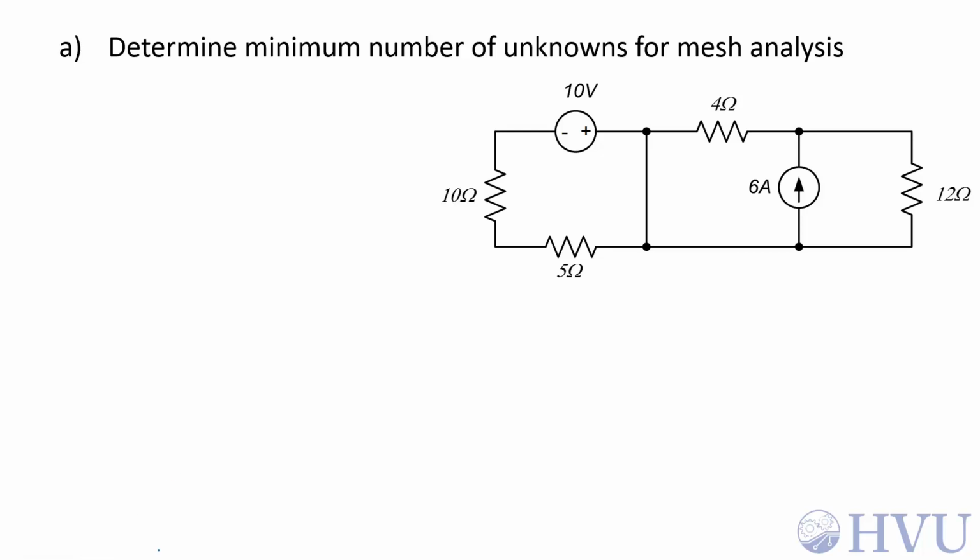The first thing we want to do on this example is to determine the minimum number of unknowns that would be necessary to analyze this circuit using mesh analysis. To do that, my first step will usually be to kill the sources. That means I open up current sources, I replace those with open circuits, and I short circuit voltage sources.